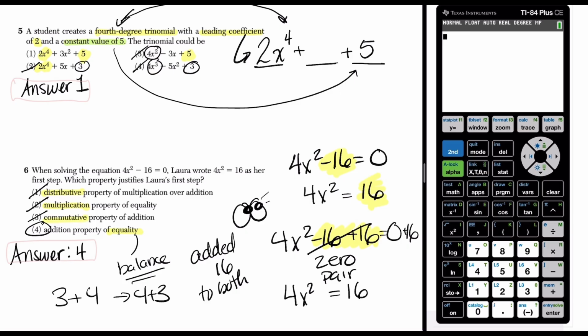Okay, but again, what you were looking for is that you added 16 to both. But why did you do it? Well, you did it so your equation would remain balanced. All right, let's hit pause and jot this down into our notes.